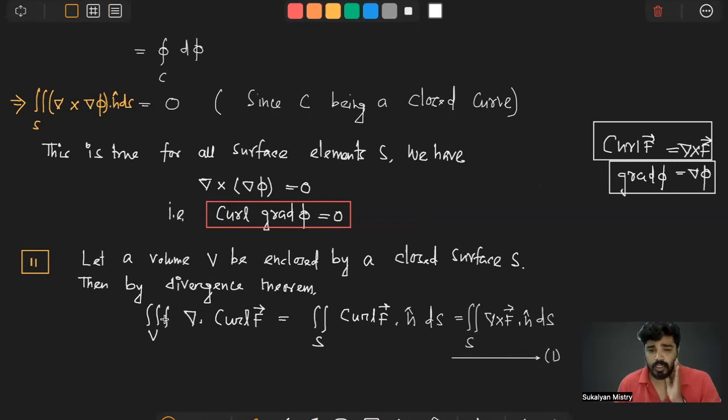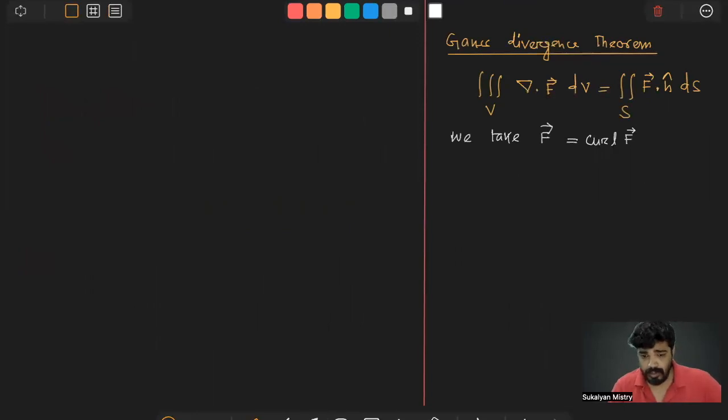Up to this clear? So del dot curl F is equal to the double integral of del cross F dot N dS. Just replace F by curl F.